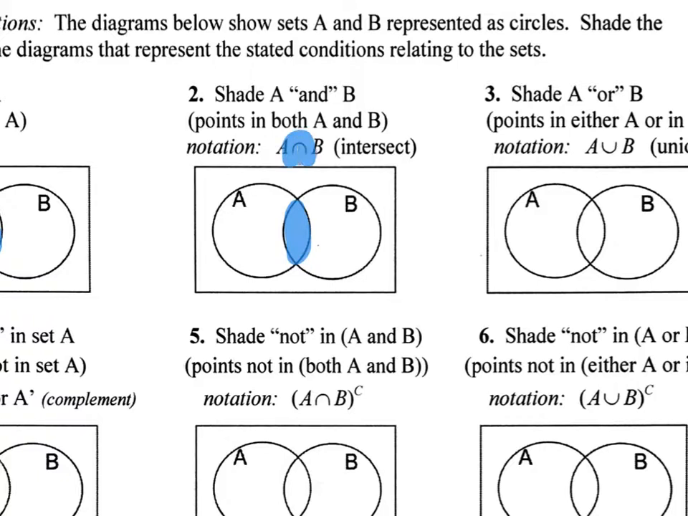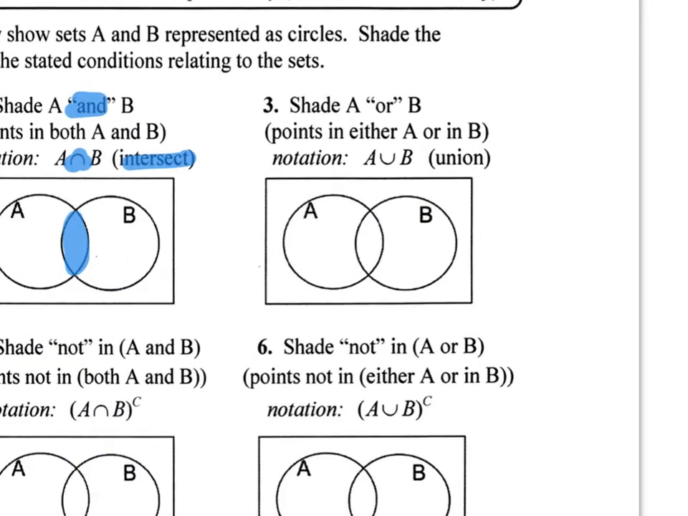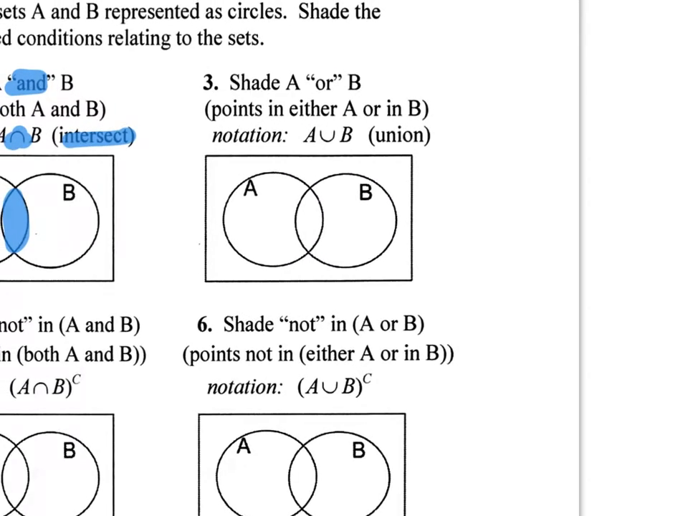This is the set notation right here for intersection, or for the word and. Another way to say and is intersect, and this little symbol that looks like an upside down U. Shade A or B. So we have A here, sorry, I lost my highlighter. We have A here, B here.